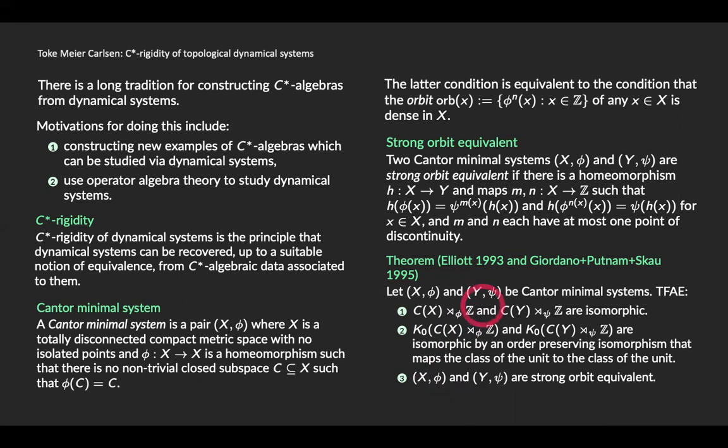Another way of formulating the theorem is that it's possible to recover a Cantor minimal system up to strong orbit equivalence from its C-star crossed product. So that's an example of what I call C-star rigidity.